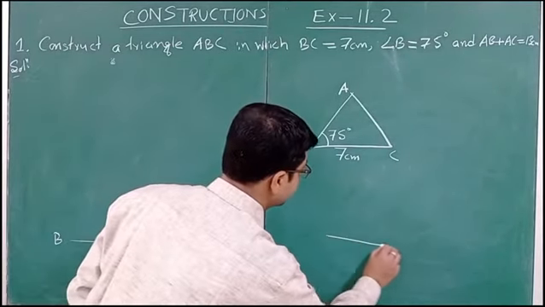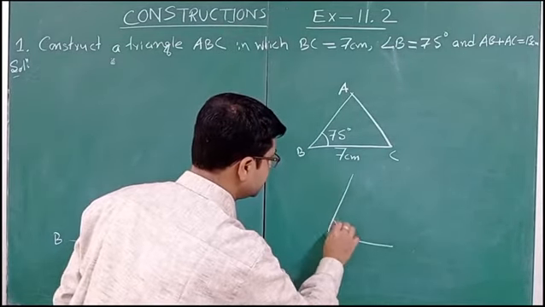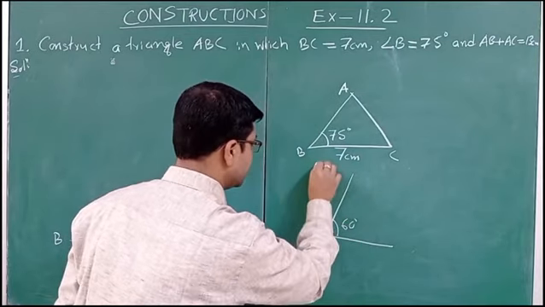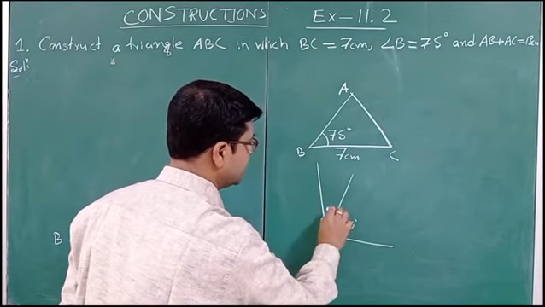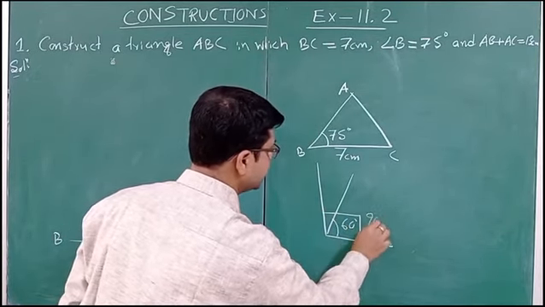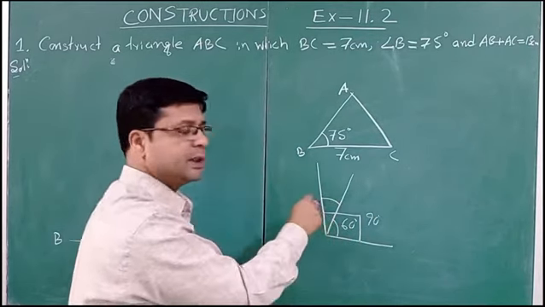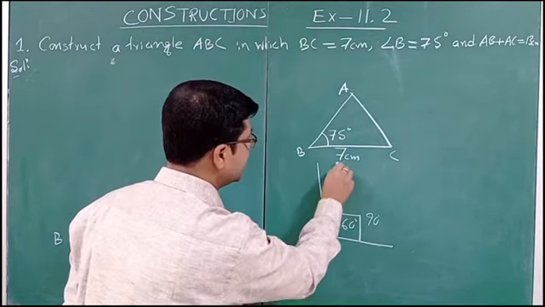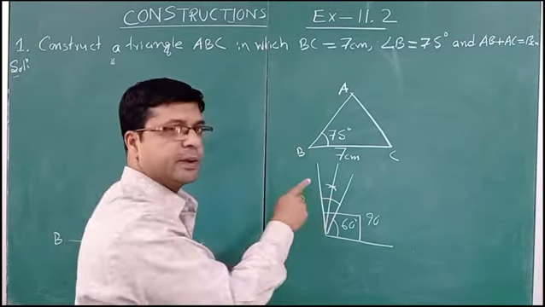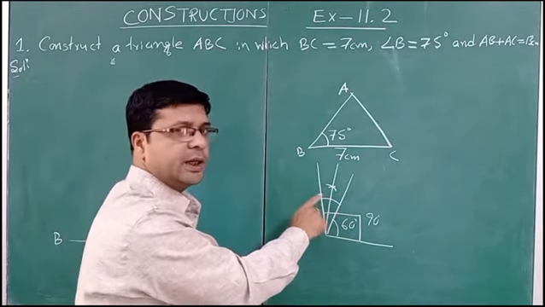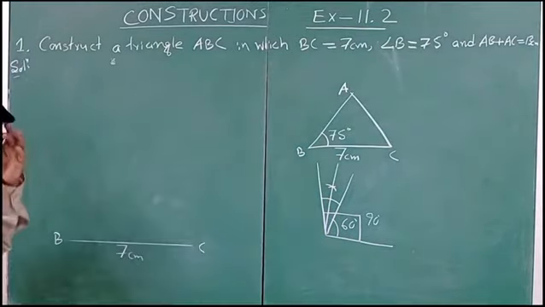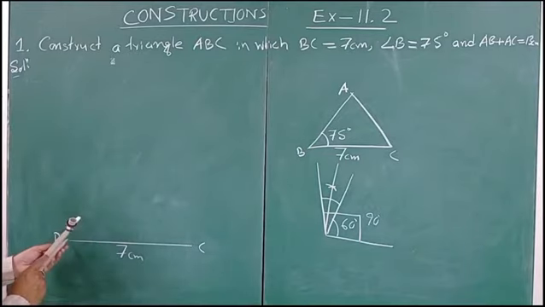What is the procedure? At first we shall draw 60 degrees, then 90 degrees. This is 90 degrees. Then we shall bisect the angle between 60 and 90. That angle is 75 degrees because 75 degrees lies between 60 degrees and 90 degrees. So here we have taken the compass. Let us draw one by one.